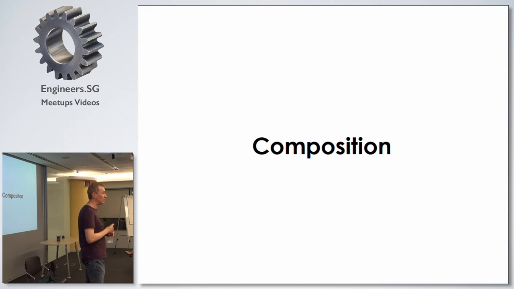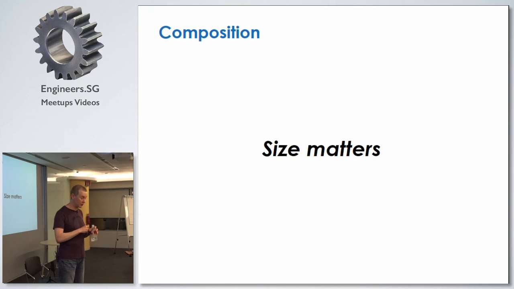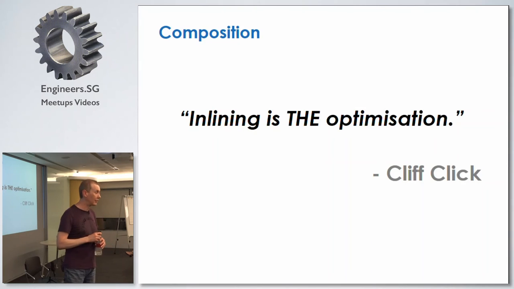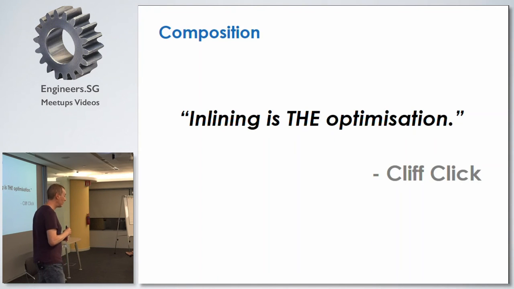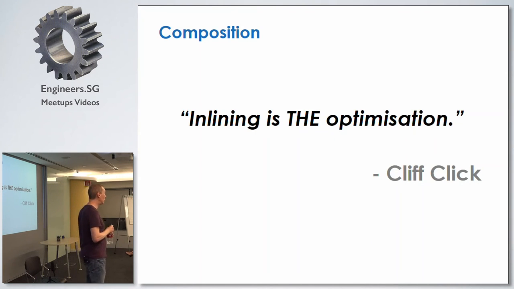Now, composition is kind of interesting from a design perspective, and this is where size really matters. We could make our methods as big as we want, or we can make them as small as we want. In the past, especially if you were writing C code a long while ago, the function call overhead was quite expensive. That is not the case now with our managed runtime languages. To steal a quote from Cliff Click, if anybody knows who Cliff Click is, he wrote the HotSpot C2 compiler, the server compiler that Java is using.